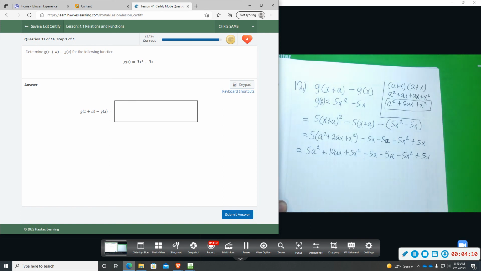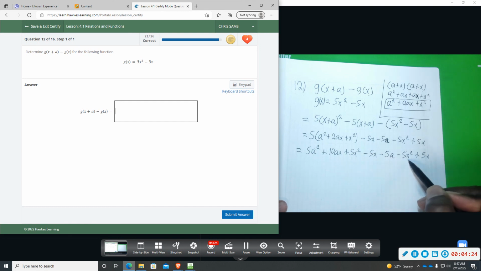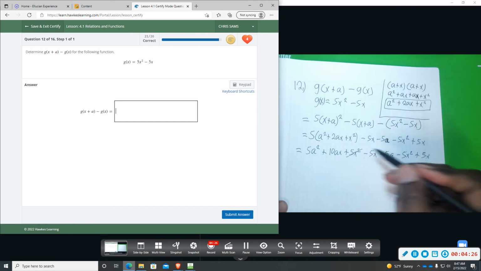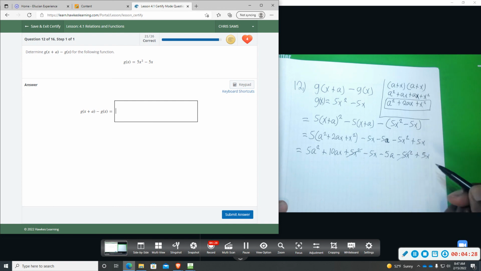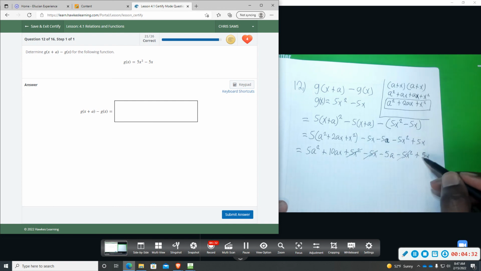Okay, so now we're going to simplify and combine like terms. With the difference quotient, this will always happen. There will be terms that cancel out. So we have a positive 5x squared and a negative 5x squared. These will cancel out. We have a positive 5x and a negative 5x. These two will also cancel out. And then this is what I'm left with.